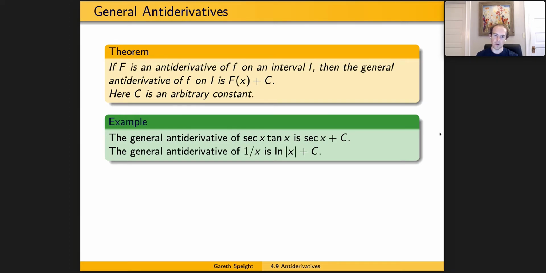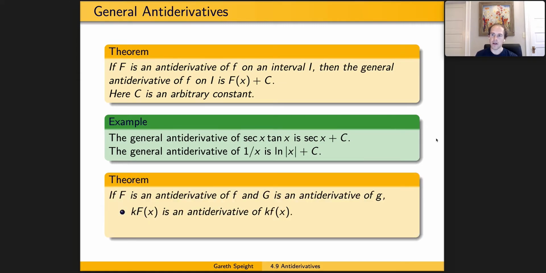Similarly with 1 over x, we want to look for a function whose derivative is 1 over x. Well, if x was positive, then we could take just ln x. But if we don't know that x is positive in general, ln x only makes sense for x bigger than 0. So in general, we're going to want to use ln absolute value x. And we did remark that the derivative of ln absolute value x is 1 over x. So this is good, but then we want the most general antiderivative, so we have to add on this arbitrary constant c. The general antiderivative will be ln absolute value x plus c.